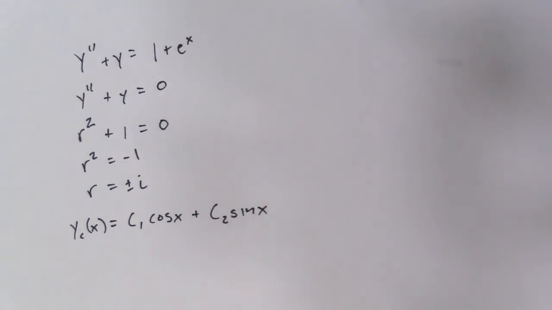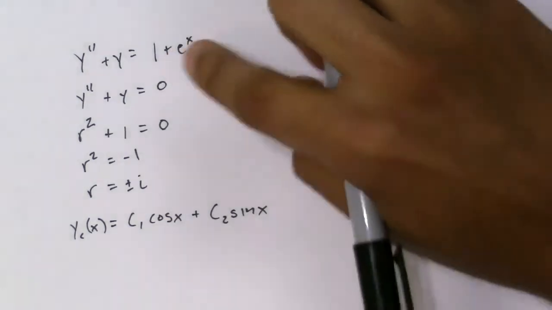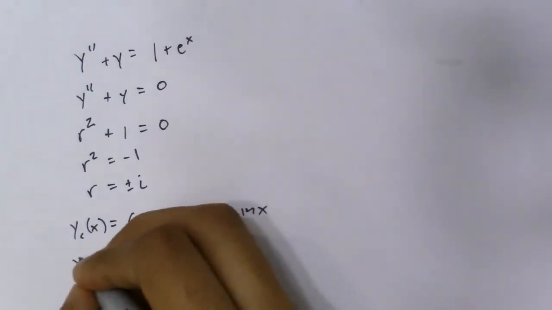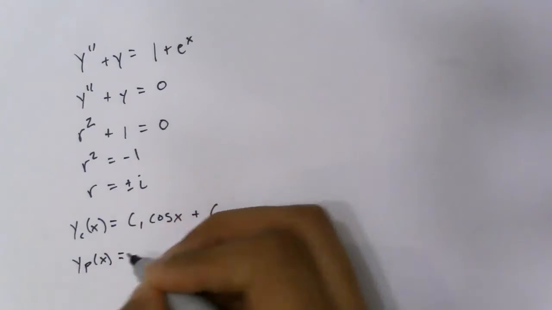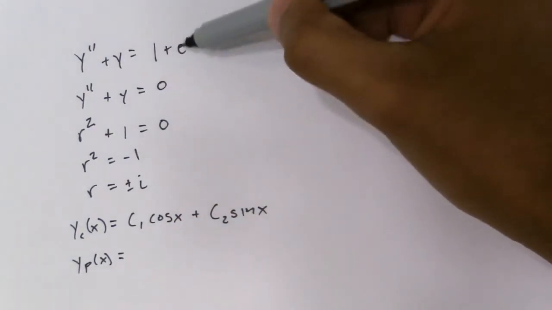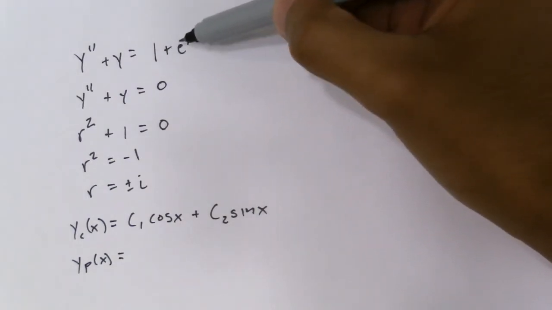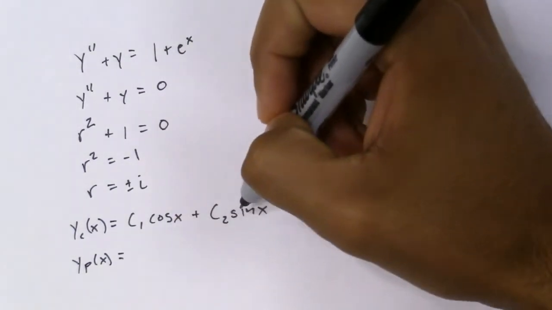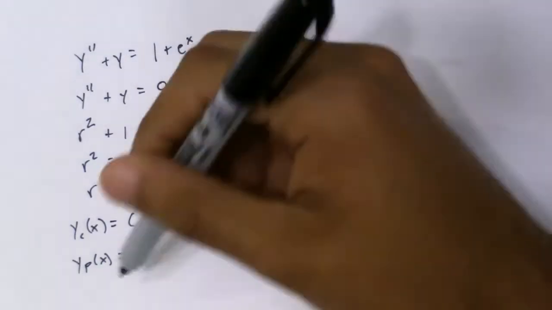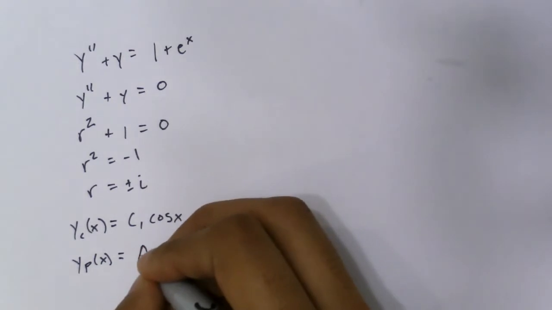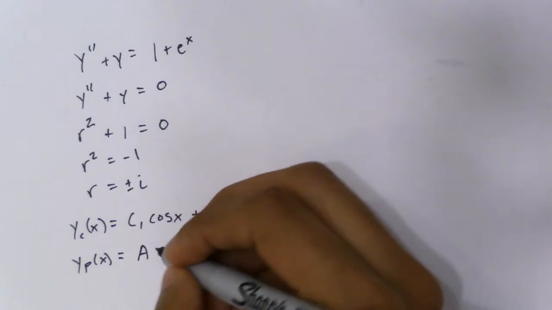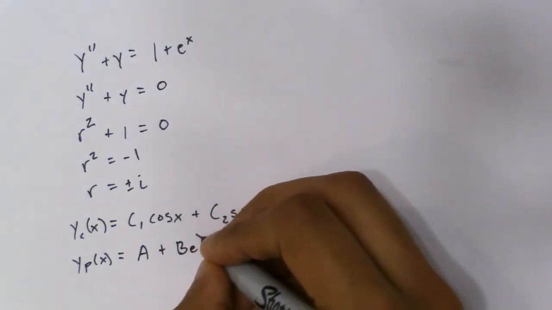Now, we have to find a particular solution that relates to this. And to do that, we simply say yp of x, for particular. Since this is just a constant, we could just say a, and since this equation does not show up in the complementary solution, we can use this as the basis of our particular solution. So a, because 1 is a constant, and e to the x, we could leave that alone and add a constant in front of it. So b e to the x.